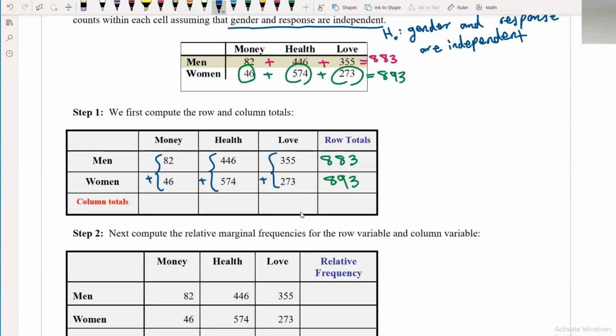Add these. For the first column, I have 128, that is 82 plus 46 is 128. This one is 1020, and the third one is 628. And finally, this part is the table total, or our sample size.